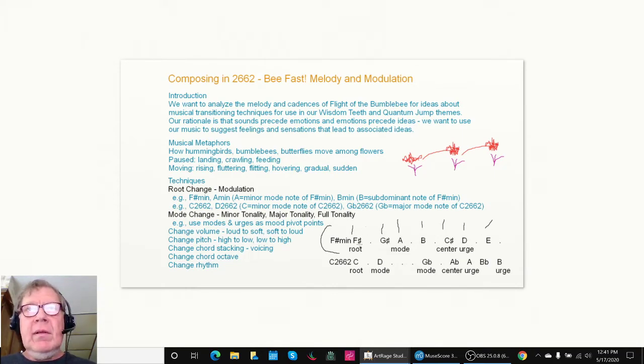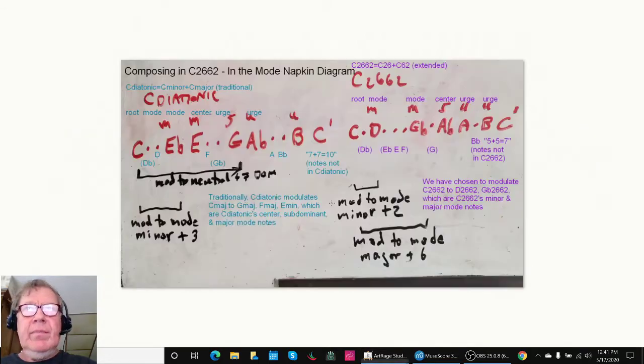And so, like all regular scales, there's a root, the first note, and there's a mode, which is minor or major, there's a center note, and then there's an urge note. And what we had learned from our research in the previous stream is that the piece starts in F sharp minor, it changes the root from an F sharp to an A, and then it also changes from F to a B. And then we spent a little time examining what the musical theory implications of all that are, and then we hurriedly passed on. This was our napkin diagram trying to help us with that.